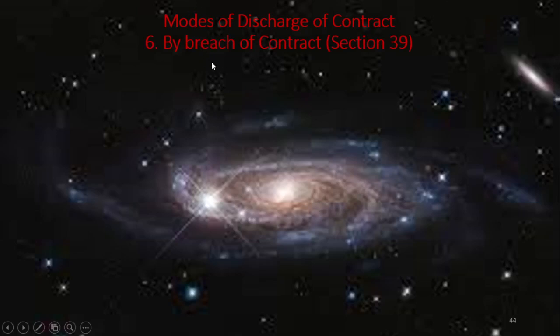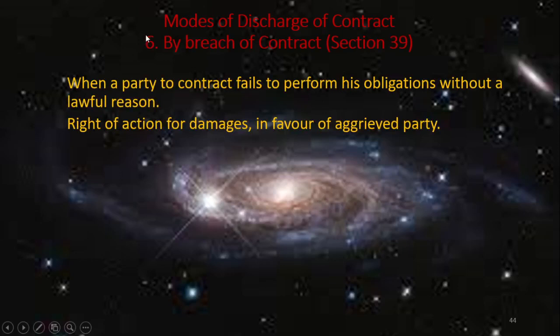And the sixth one, by breach of contract. In this situation, when a party to contract fails to perform his obligations without a lawful reason, this is going to be called a breach of contract. Here breach indicates breaking, breaking the terms and conditions of a contract. Here there is a right of action for damages in favor of the aggrieved party. The aggrieved party can claim damages for breach of contract.